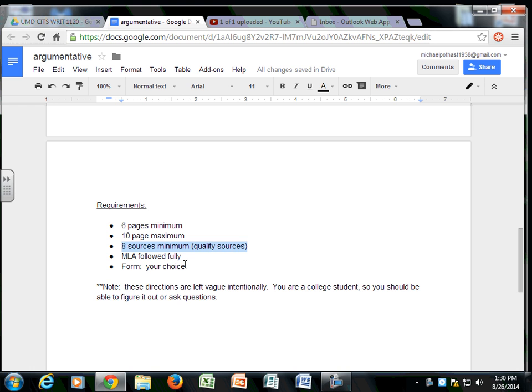MLA followed fully, and the form, it's your choice to organize it as you choose. Notice these requirements are left vague intentionally because you're a college student. And as a college student, you should be able to figure out exactly what a paper like this should be. And since we're not getting to it until the very end of the semester, you'll have several papers leading up to it that'll give you a very strong idea as to what this should look like. However, if you're unsure, you can always ask.